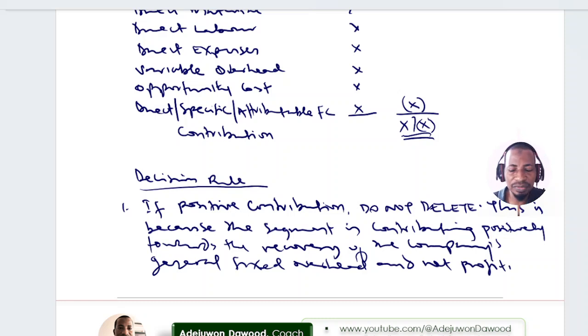Once it is positive contribution, they should not delete it because the company has already incurred the general fixed overhead. This fixed overhead will need to be apportioned to all the relevant segments. Therefore, if it is positive contribution, then you should not delete it.